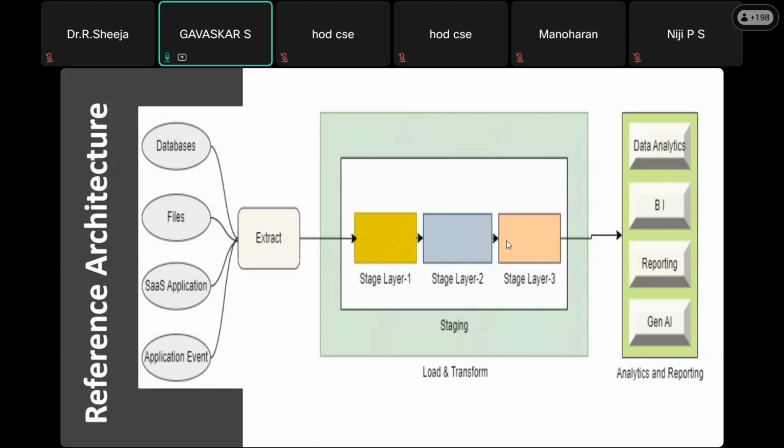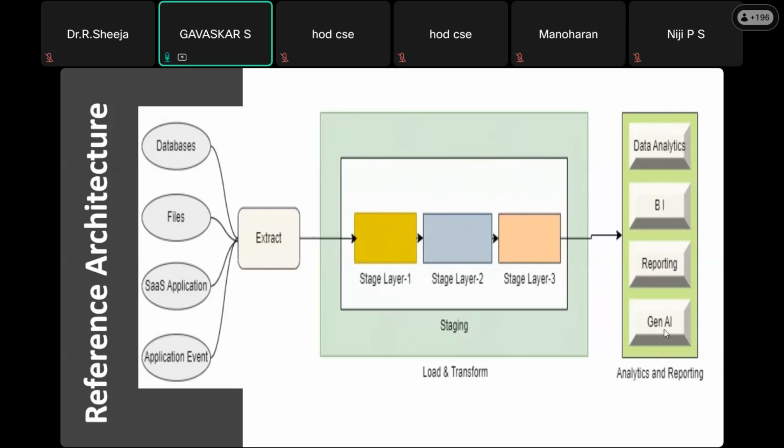So at the end, you have to know that the last stage of the layer will contain the actual processed, transformed data. That data can be used directly by reporting tools such as Tableau or Power BI, or it can be used for business intelligence. You can do some analytics with the data, and of course, that data can be given to generative AI.